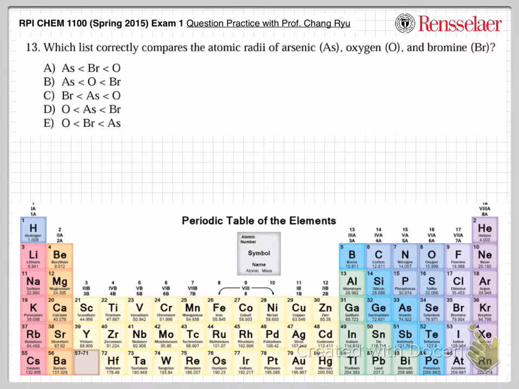Okay, this is number 13. The question is about comparing the atomic radius for different atoms. The first one is arsenic, which is right here, and oxygen, which we need to find here, and the bromine, which is right here.